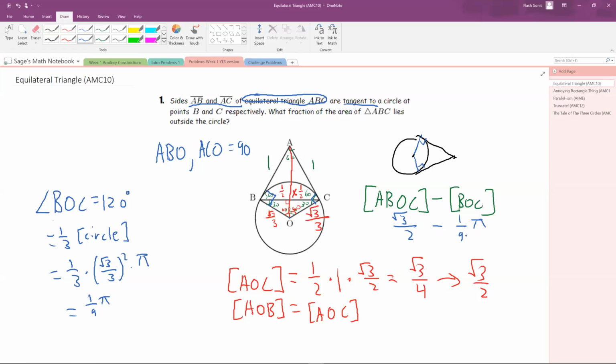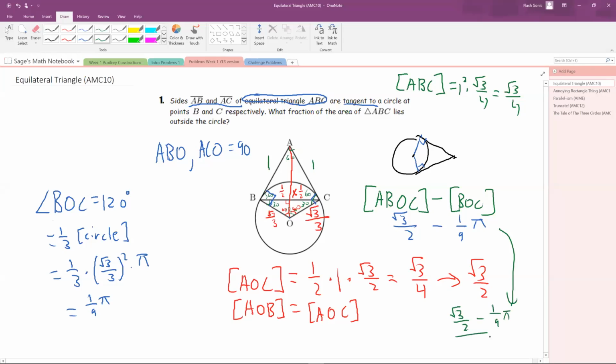So we know that this is the area of the equilateral triangle that does not lie inside the circle. However, we want to find the fraction of the area of ABC that lies outside the circle. So from here, we have to find the area of the equilateral triangle, and we can use the formula for an equilateral triangle to get that this is equal to 1 squared times root 3 over 4. So root 3 over 4. So our final answer is equal to root 3 over 2 minus 1 over 9 pi, over root 3 over 4. And this is an unsimplified radical, but I'm sure that you guys can simplify it yourself, right? Because I'm too lazy to do that.